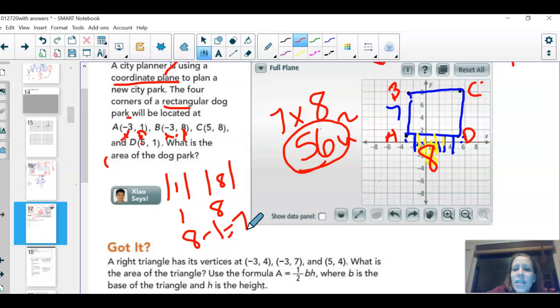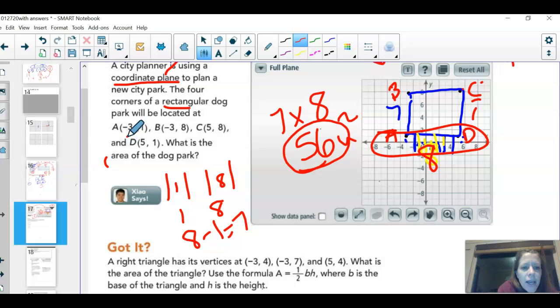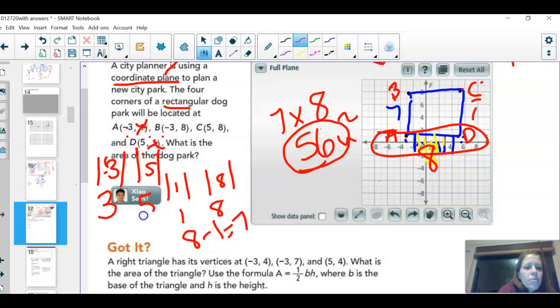Now I need to look. If I did CD, I would still get 7, but I don't need that side because I'm not finding the perimeter, I'm finding the area. I need AD. So I look at A, B. So I have negative 3, 1, and 5, 1. Now the 1s are the same, and I have negative 3 and 5. So I find the absolute value of negative 3 and the absolute value of 5. That gives me 3 and that gives me 5.